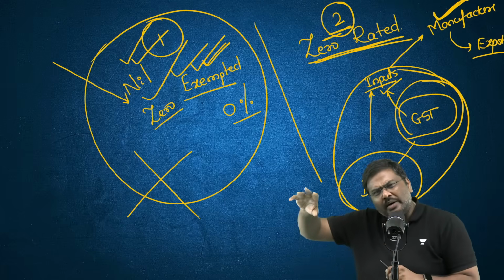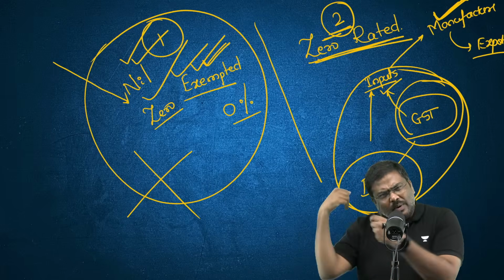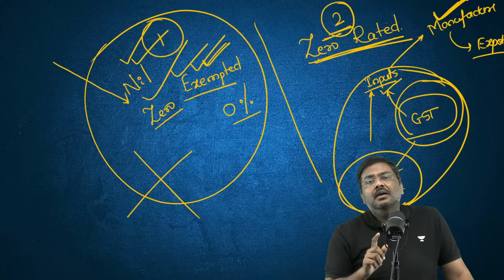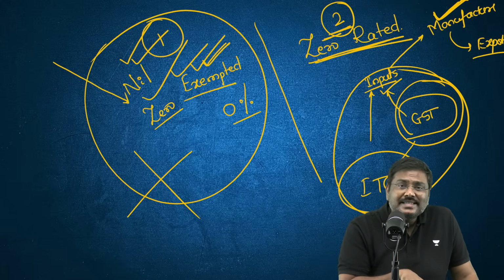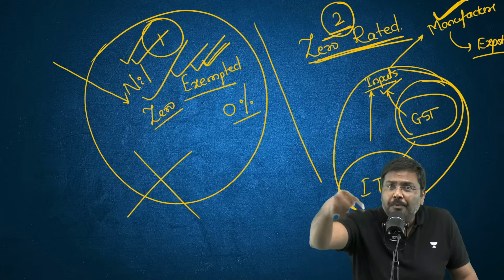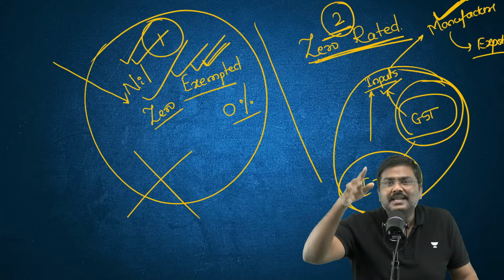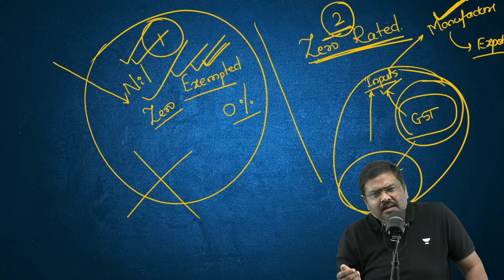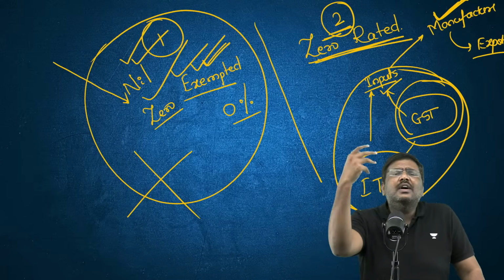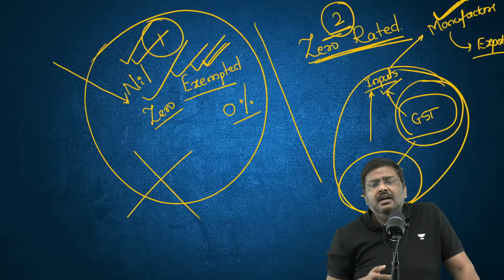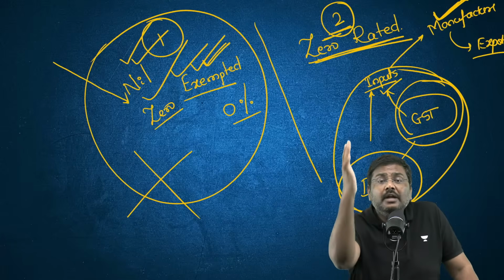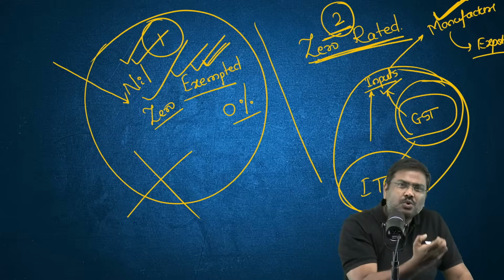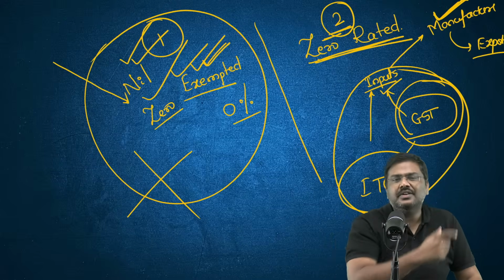Zero rated means whatever input taxes you have paid, you will get it back. Simple. Whereas nil or exempted simply means your output will attract 0% GST. But your inputs could have attracted 5%, 12%, or let's say 2.5%. They will not give you input tax credit on that. That is actually happening now. That is one of the issues or concerns associated with the latest reform.